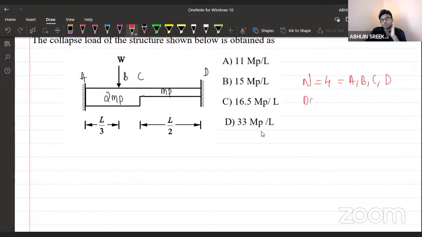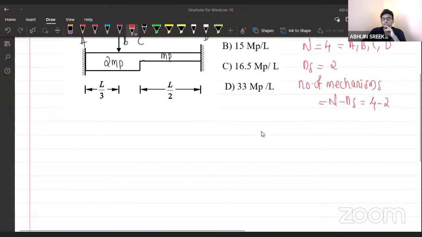And what is the DS value? DS value for a fixed beam with a central point load and vertical loading condition: R minus S, R is 4 minus 2, it is equal to 2. Got it? So number of mechanisms. How many mechanisms are possible? N minus DS. Number of possible locations, 4 minus 2 is equal to 2. Number of possible mechanisms here will be equal to 2.